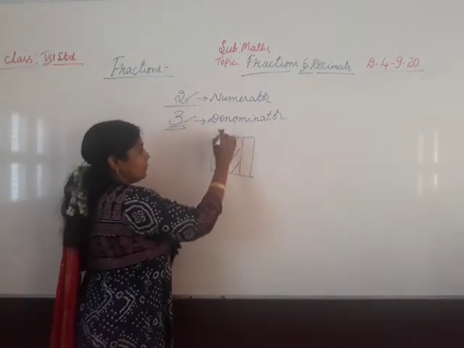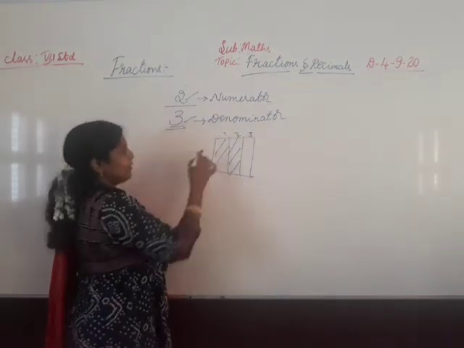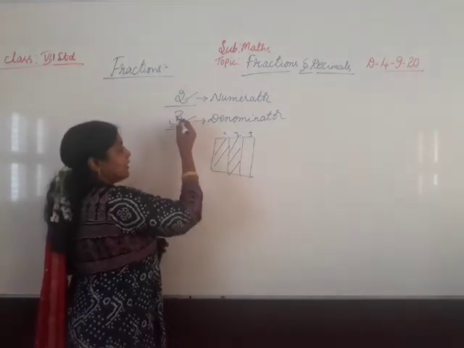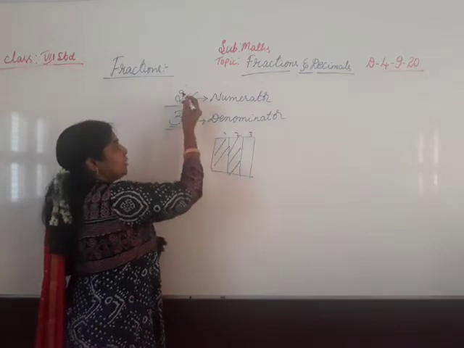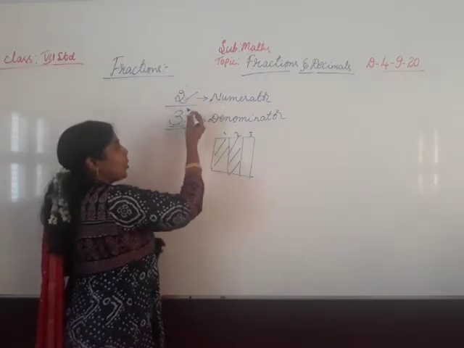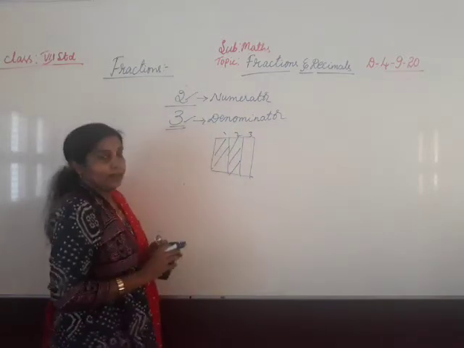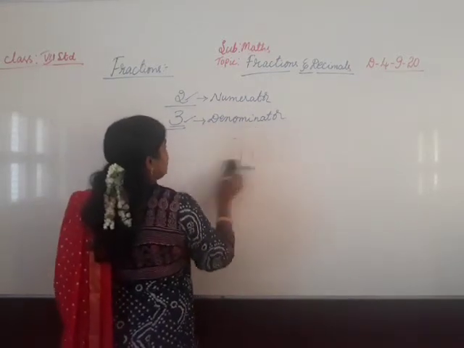Here 3, total 1, 2, 3 parts are there. I have taken 2 parts, which means I have shaded 2 parts. So 2 by 3 means 2 out of 3. 2 divided by 3. 2 upon 3. So 2 is the numerator, 3 is the denominator. This is the basic concept I am telling about the fraction.